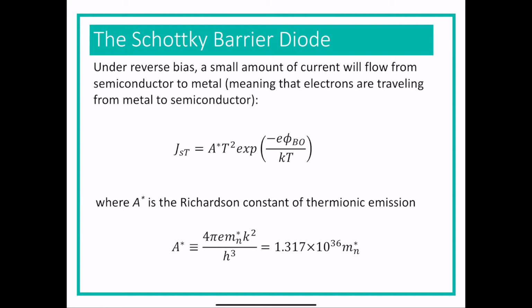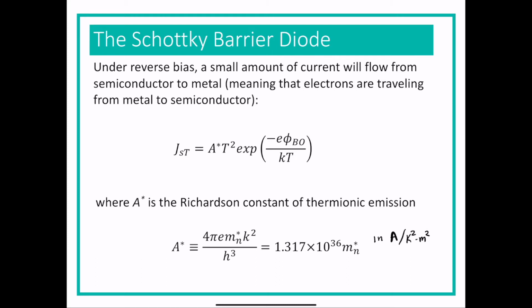So it's defined to be 4 pi times the charge of an electron times the effective mass of the electron times Boltzmann's constant squared over Planck's constant cubed. And all of those are constants except for the effective mass of the electron. Note, as a note, that this is in amps per K squared meter squared.